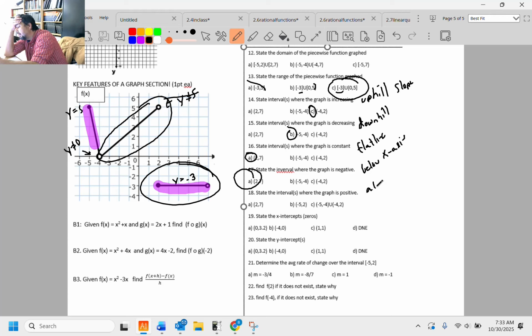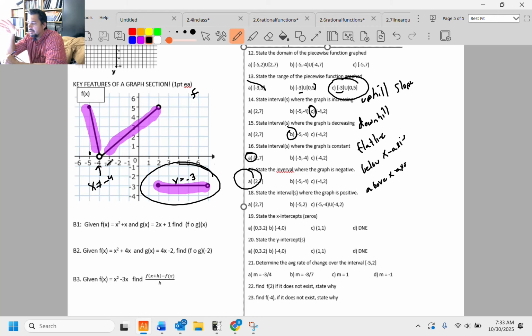Positive means above the x-axis. And let me do some erasure. It's true from there to there and there to there. Now, by the way, x cannot be -4. So -4 doesn't need to have a bracket on it or something like that. But there needs to be some indication of a jump happening at -4. So I am allowed to be everything from 5 to -4 and everything from -4 to 2.